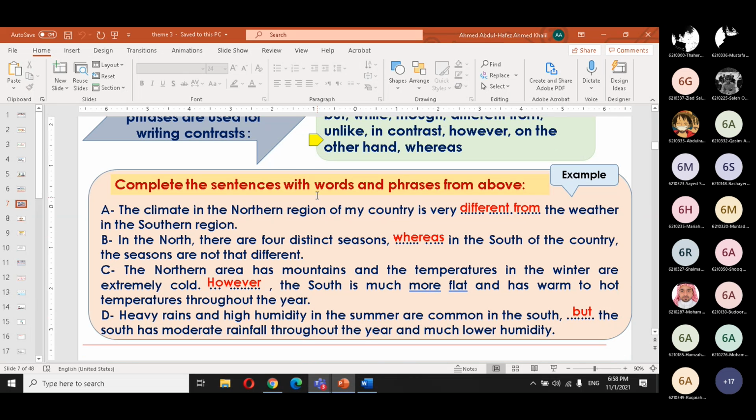But these ones you use when you talk about contrast. Two different things. Okay, when you talk about two different things, you talk about, say, different from, you say whereas, you say however, you say but.